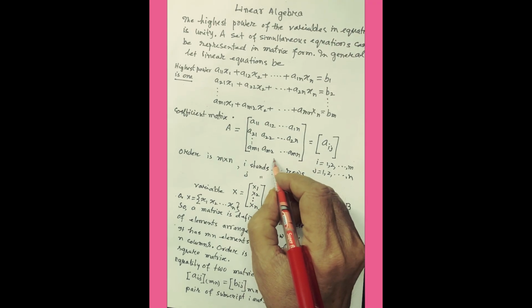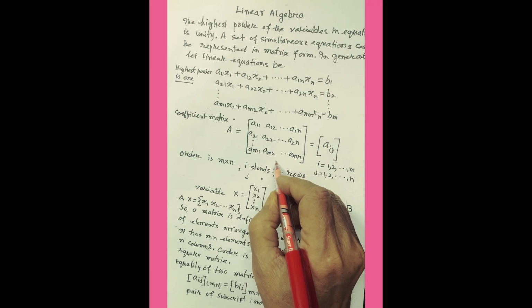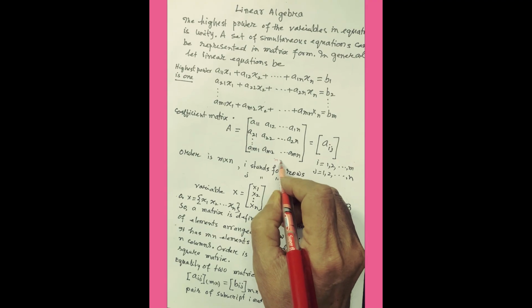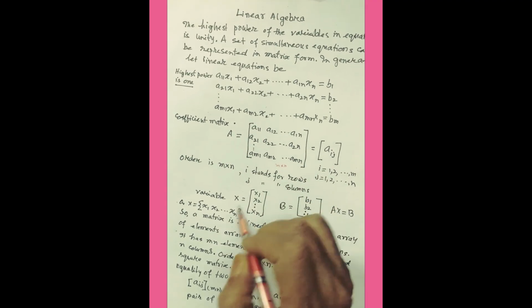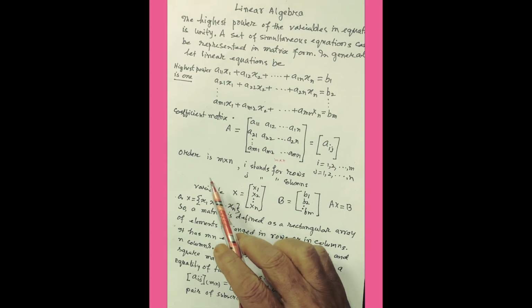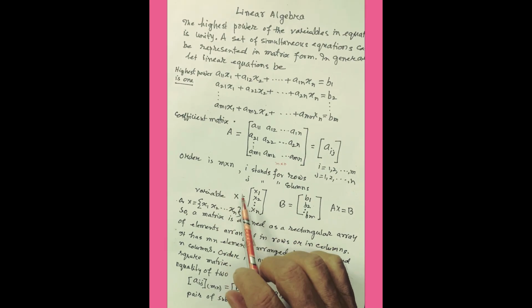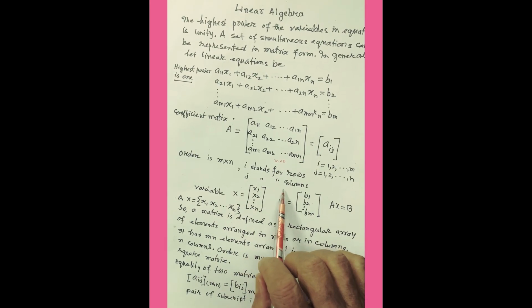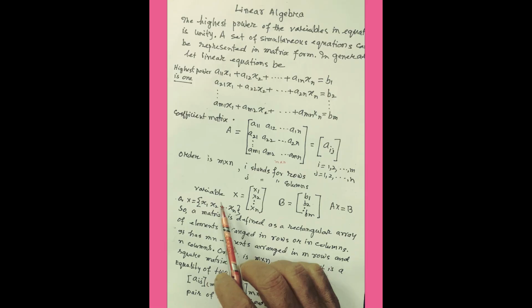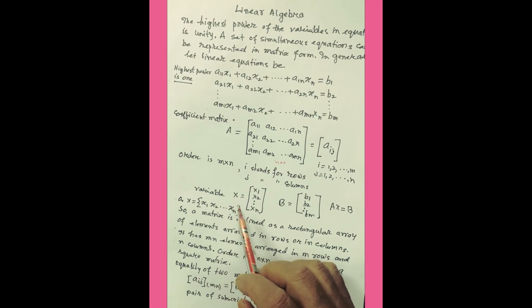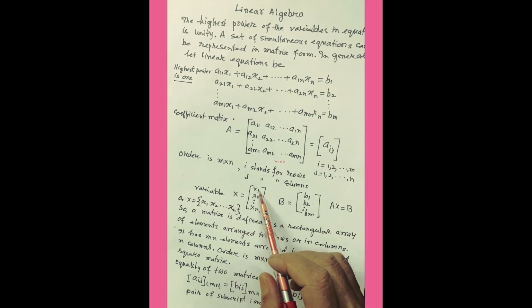So the order of the matrix will be, we have m rows and n columns. Order is m by n. i stands for rows and j stands for columns. Then what are the variables? This variable matrix is x1, x2, so on up to xn.